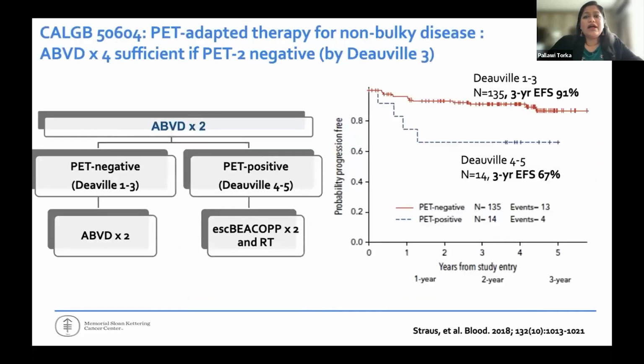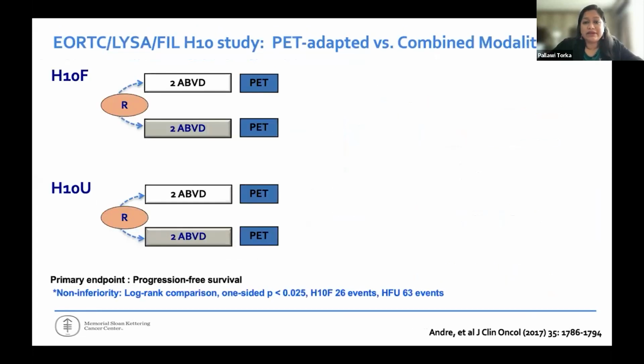So then the CALGB 50604 kind of did that, similar, but they did the PET scan after 2 cycles. And what they showed was that if you do a PET scan after 2 cycles, then if your PET is positive, then escalating to escalated BEACOPP times 2 and RT is a better idea. So now the studies are getting more and more complicated.